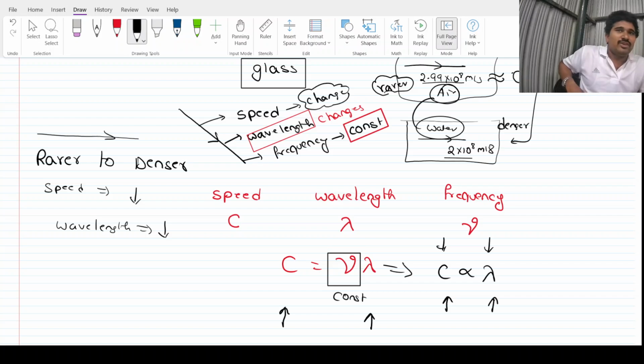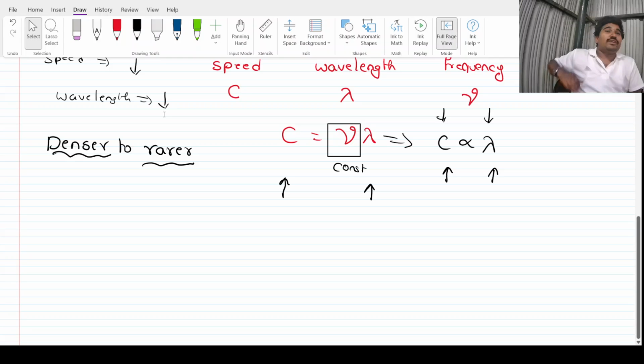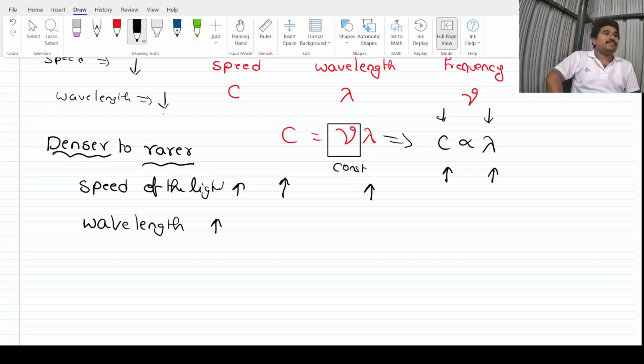Understood that now? Oh, if suppose I am traveling from denser to rarer medium, I am the light. If light is traveling from a denser medium to a rarer medium, what will happen to the speed of the light? Very good, it increases. The wavelength of the light also increases. Clear for everybody?